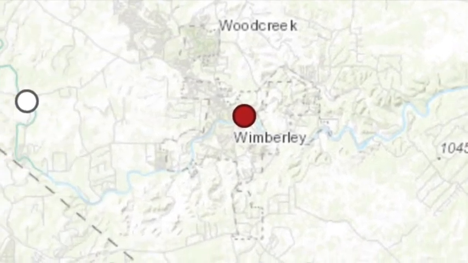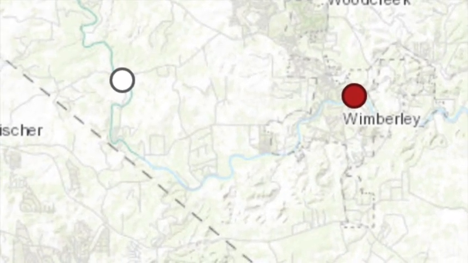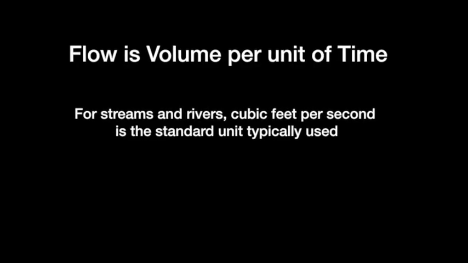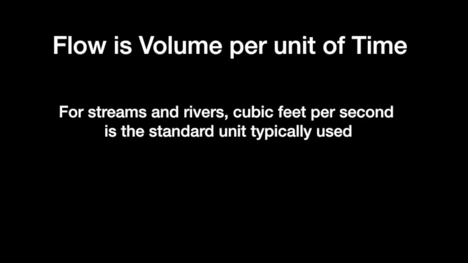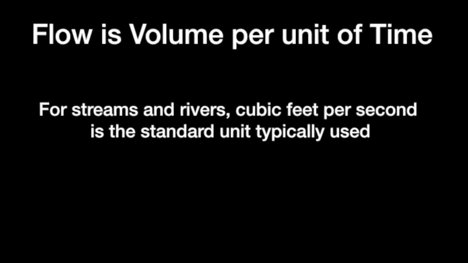All right, first we're going to have to go over a little bit of geometry refresher. Flow is volume per unit of time. For streams and rivers, cubic feet per second is the standard unit typically used.